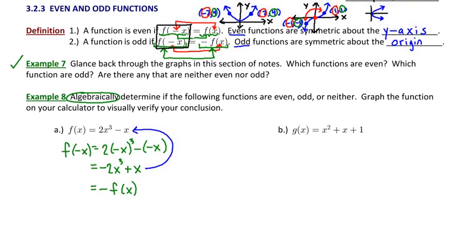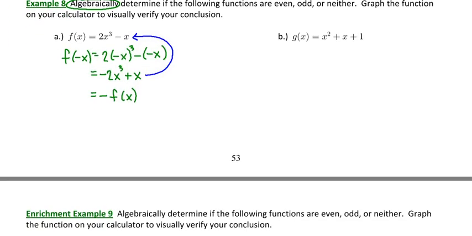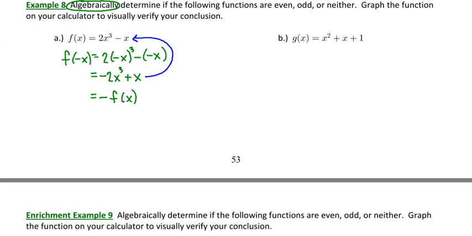So looking here at our algebraic test, we found out that f of negative x is equal to negative f of x, that is every term changed sign. Therefore, we are dealing with an odd function. So example A is an odd function.